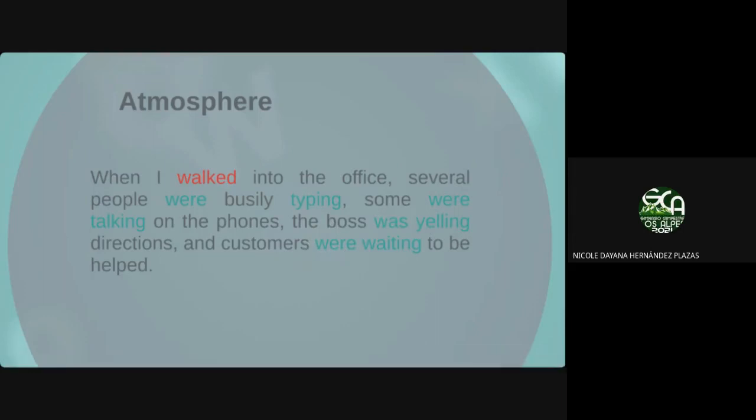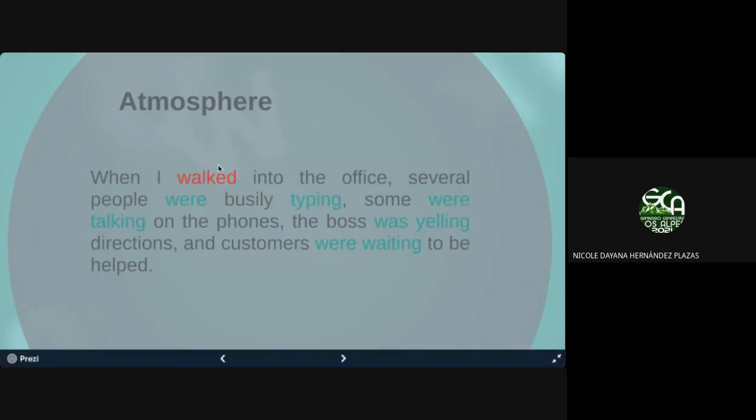Can you see? And when you have multiple actions happening at the same time, as I have been telling you a lot of times, you are going to use continuous. So when I walked into the office, all of this was happening at the same time. People were busily typing. Some were talking on the phones. The boss was yelling directions, and customers were waiting to be helped. All of this is happening at the same time. And he is checking that and he realized that because he walked into the office.